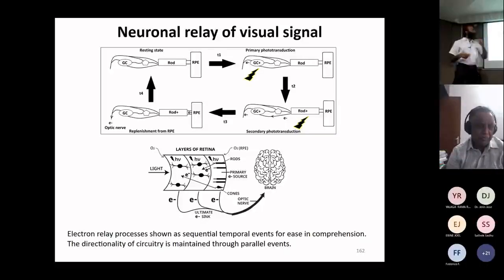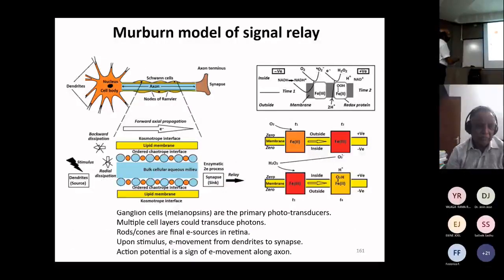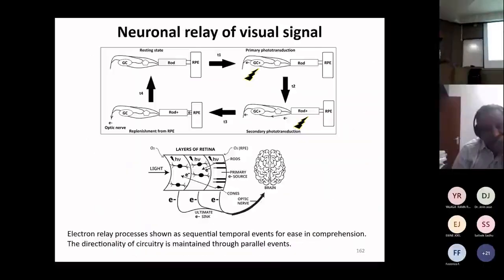They have evolved into this kind of structure. There is order, some chaotrope and cosmotrope. They are molecules and ion arrangements that can be perturbed in a systematic manner. So this is the signal relay wherein electrons are transferred along neurons and the brain becomes the ultimate acceptor. For ease of compression I have shown these as sequential temporal events, but actually they occur in parallel.